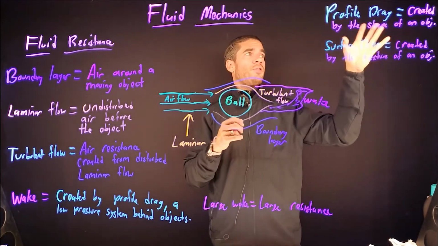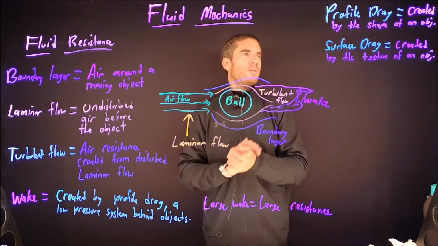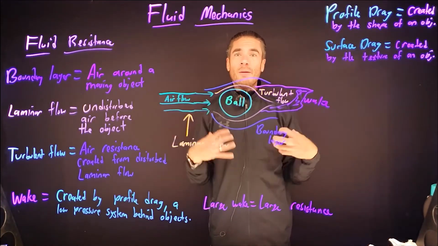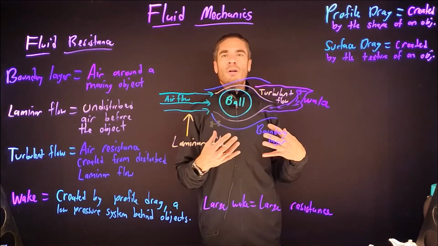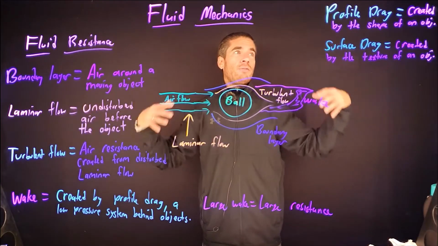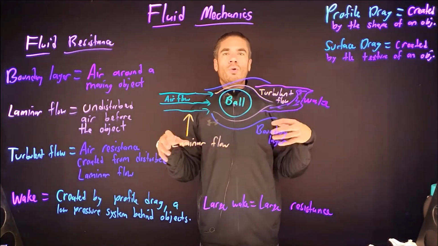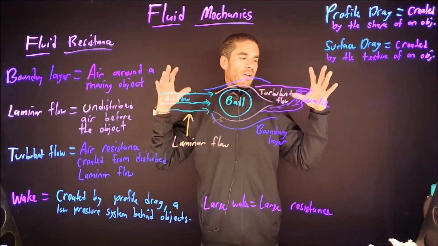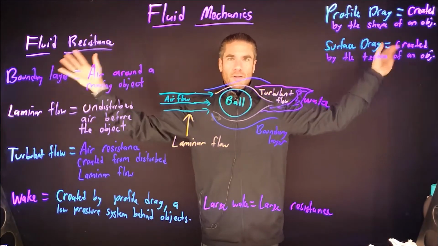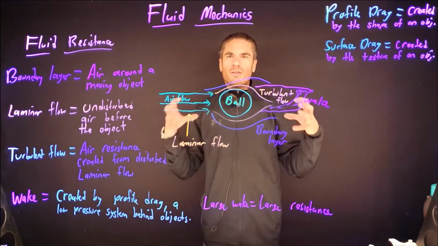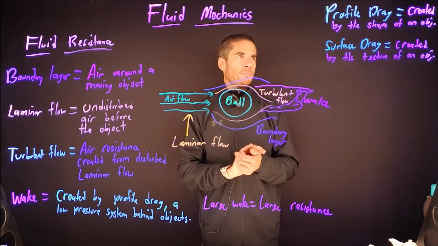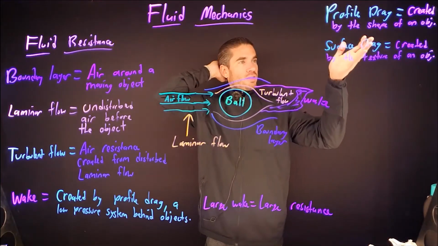Profile drag is very simply drag, and drag, remember, being resistance, is created simply by the shape of an object, okay? So larger things will have more profile drag, all right? Or things that have haphazard sticky-up bits will have more profile drag than nice little slimline things, all right? The other thing is surface drag.